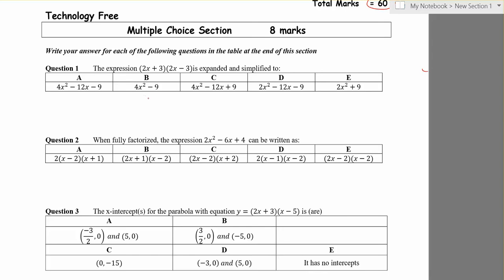So that's a difference of squares pattern. Not factorize, expand the following. It's a difference of squares pattern, so first term squared minus second term squared. So 4 squared minus 9, so it's B.